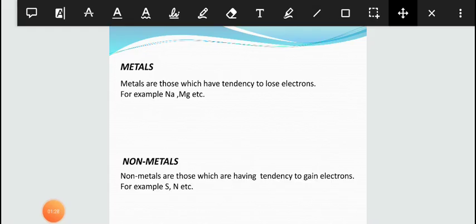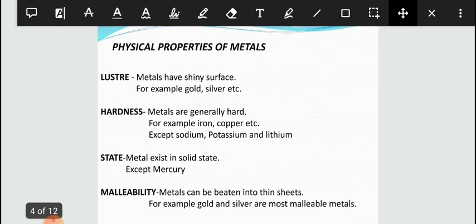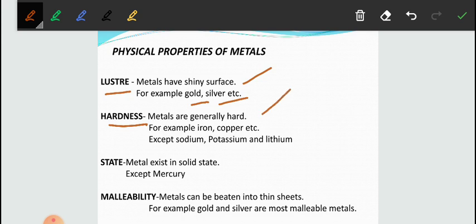Now I am going to start with the properties of metals and non-metals. First of all, I am going to talk about the physical properties of metals. So the first property is luster. Luster means shiny. Metals are having a shining surface, for example gold, silver, etc. Next one is hardness. Basically, metals are generally hard, for example iron, copper, but we are having some exceptions like sodium, potassium and lithium. These are the exceptions which do not show so much hardness.